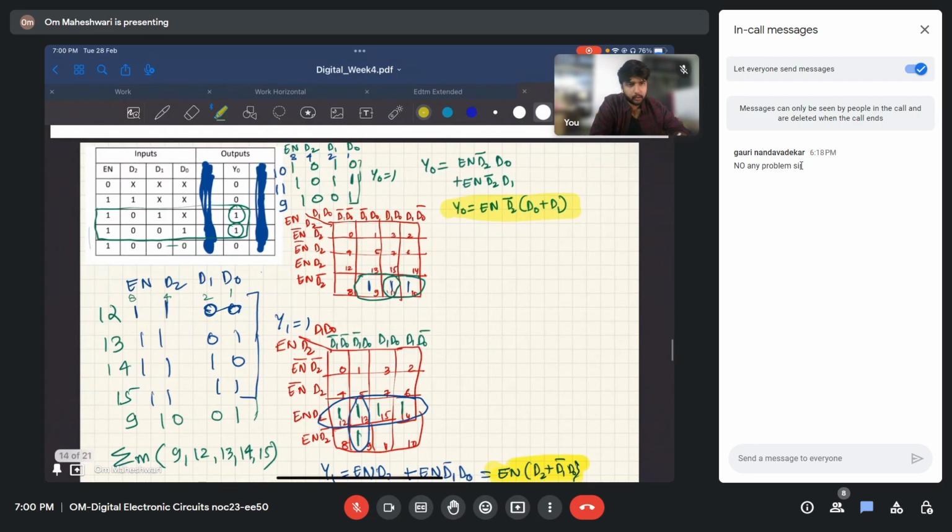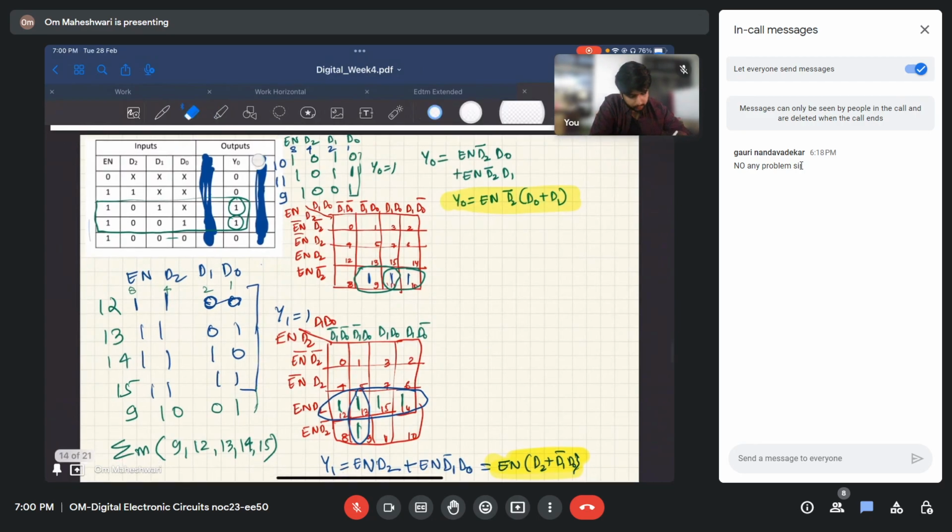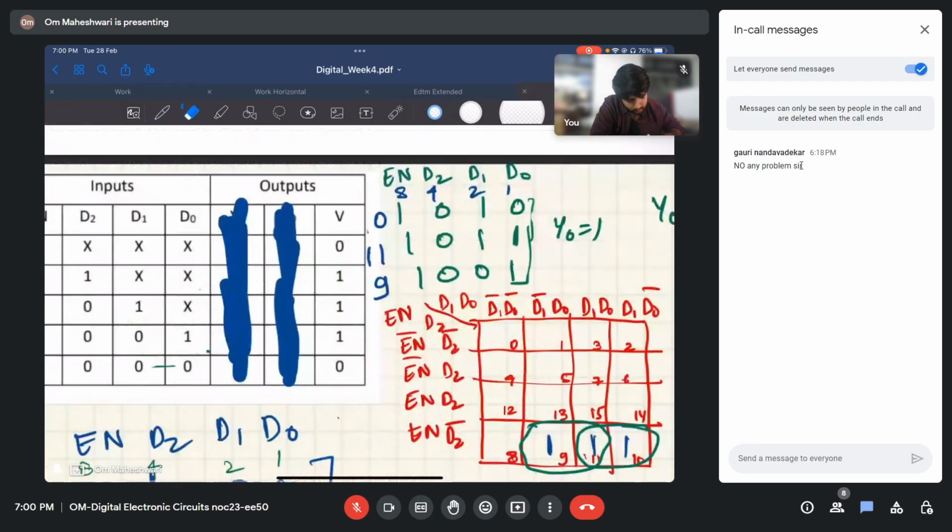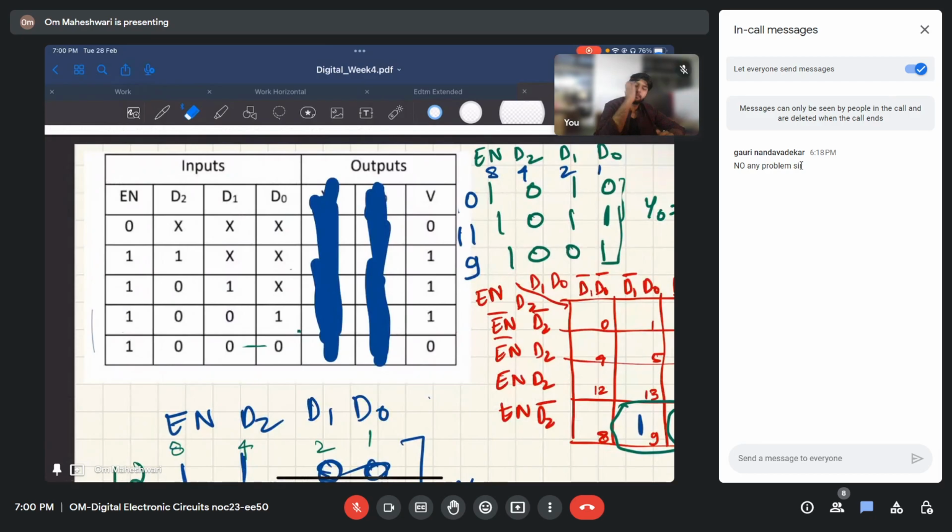So I'll just unhide this and I'll let you guys write the expression for v. I'll hide these two columns. So let us see if you understand anything. Please, this is the truth table. Write the expression for v. Please write it in chat as soon as you are done.